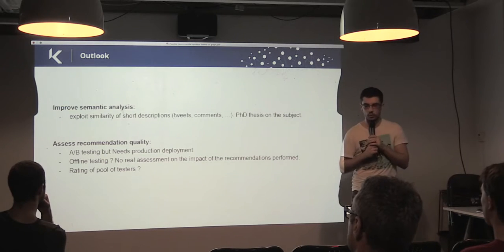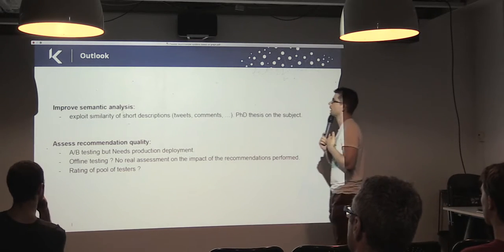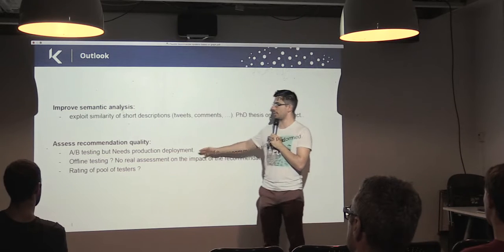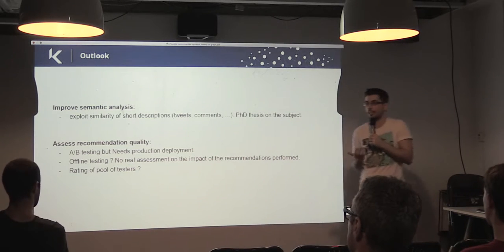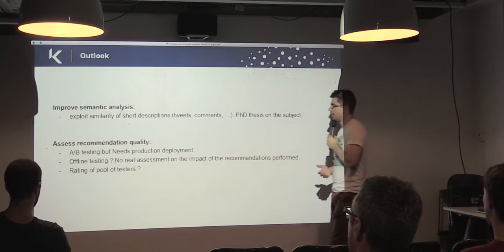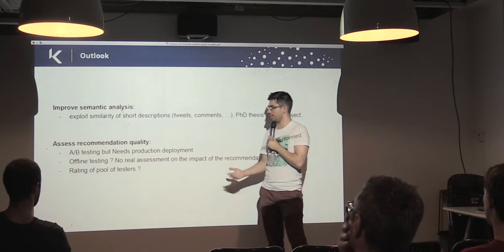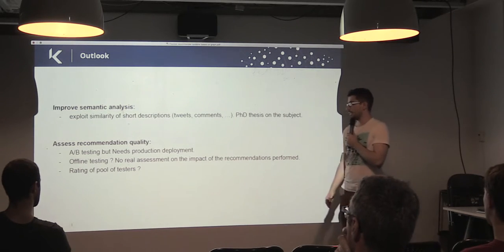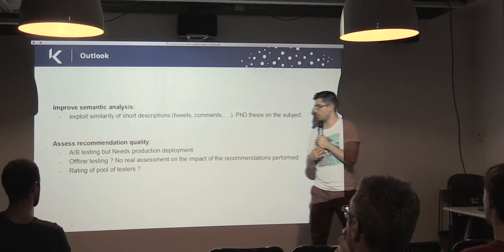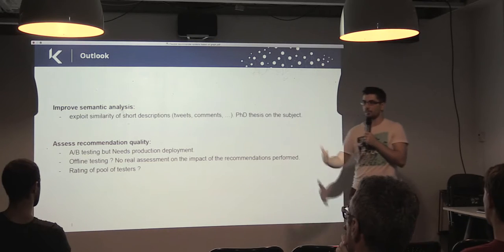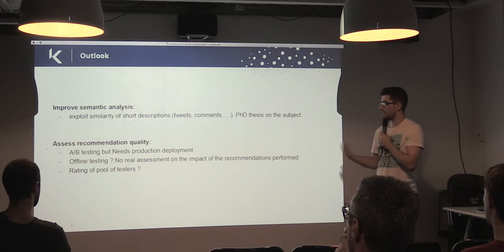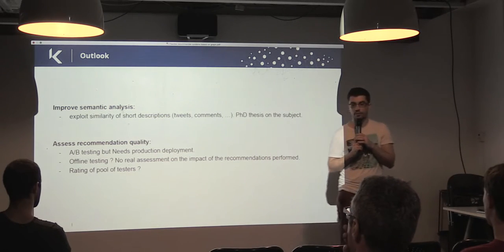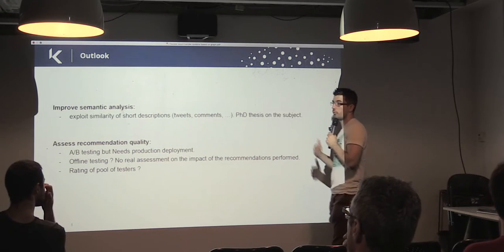And the last part we want to explore is to assess the quality of the recommendation, because we are doing A/B testing, but it's hard for us to sell any recommender system before doing any testing. So A/B testing is hard for us because we need to put the recommender system into production. We could do offline testing, but we don't really have the assessment of the impact of the recommendation performed. And the last point could be to use a rating from a pool of testers in order to validate all this recommendation.